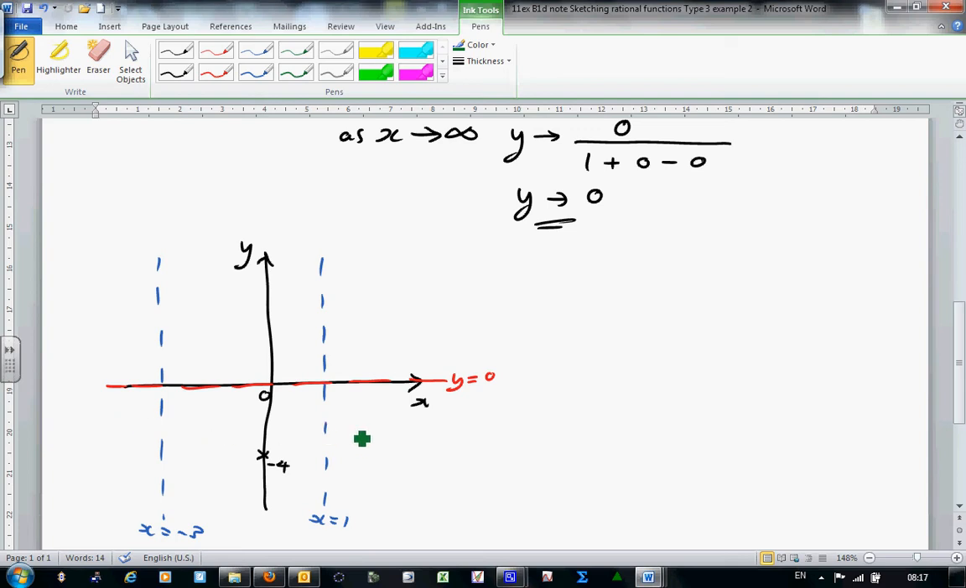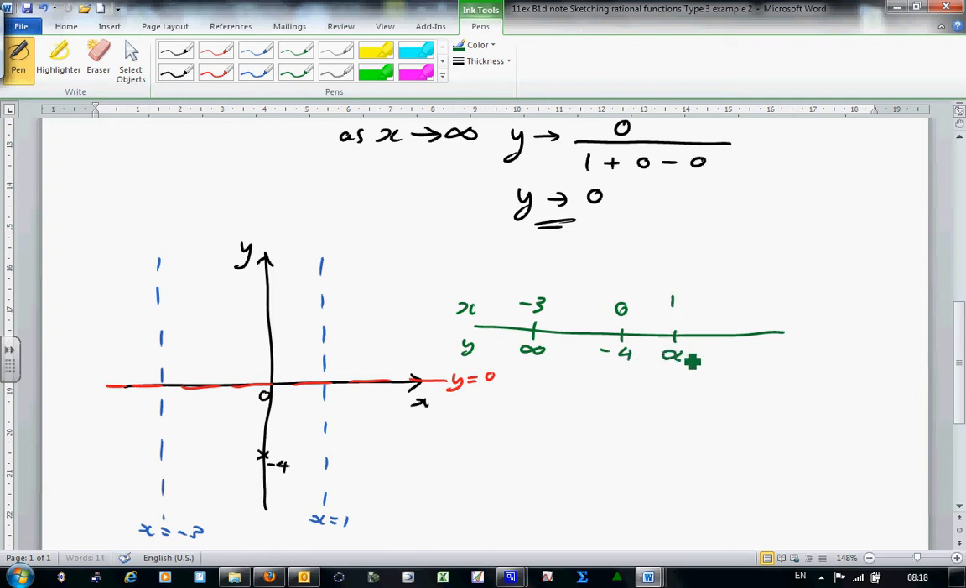So, when x is minus 3, we have an infinity, y. We've got x is 0, and y is minus 4. We've got x is 1, and we have infinity. So now we're going to look at the 4 sections. So, let's have a look.